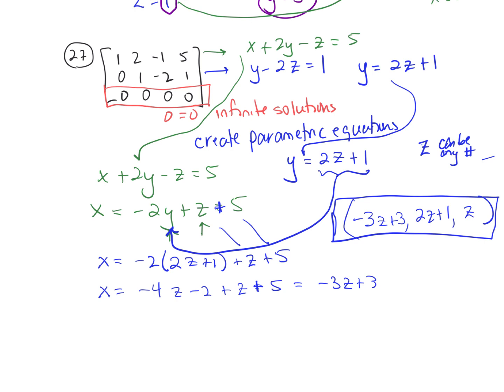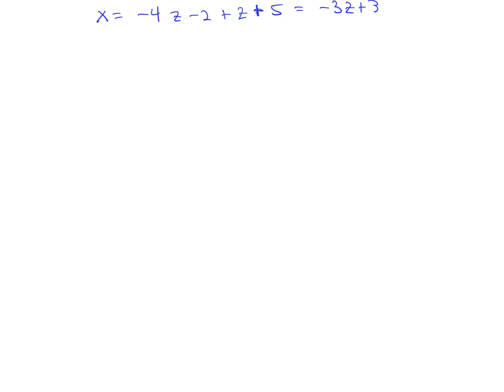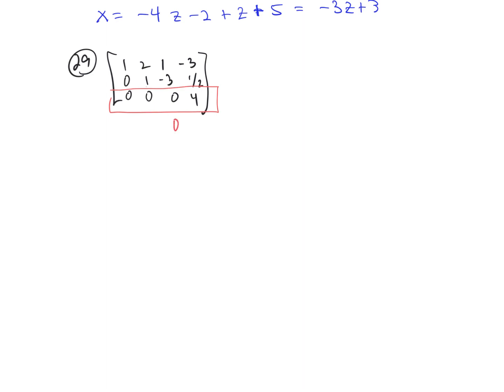And that is 27. Now 29 looks very similar to 27. However, if you look at the last row, we have 0 equals 4. Well, that means no solution. There's nothing special you can do with no solution. There are no parametric equations, no x equals this, y equals this. All you can say is there are not any numbers that you could substitute in for x, y, and z that would make this true. So we're done. No solution.